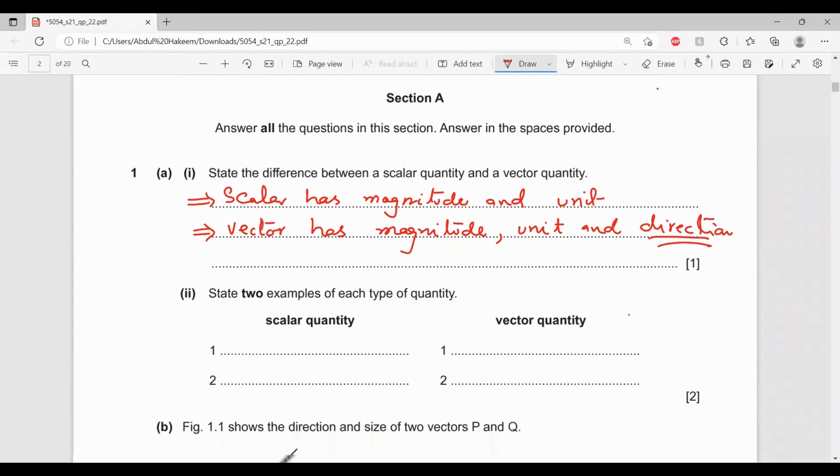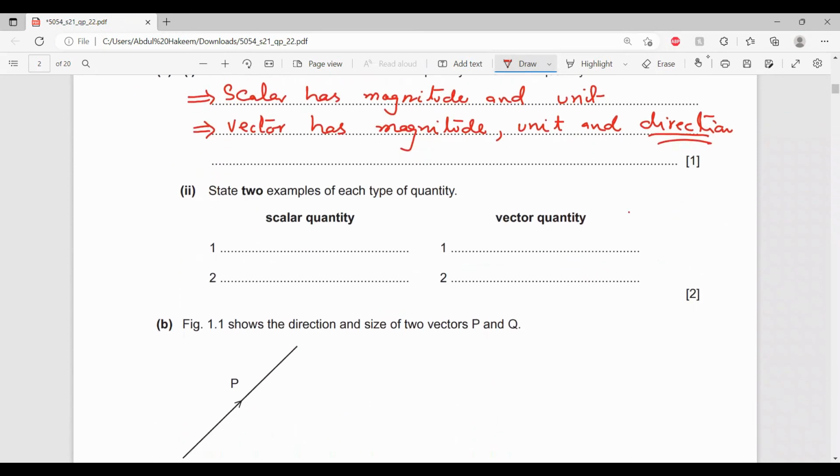Next, state two examples of each type of quantity. Scalar: speed, and like this. And vector: displacement, velocity, acceleration, momentum, etc.